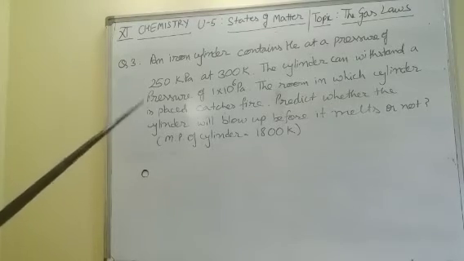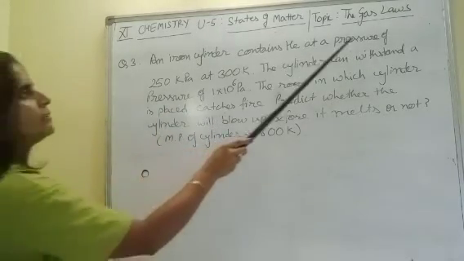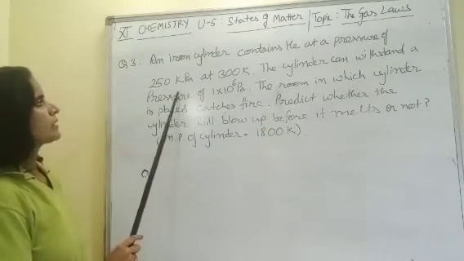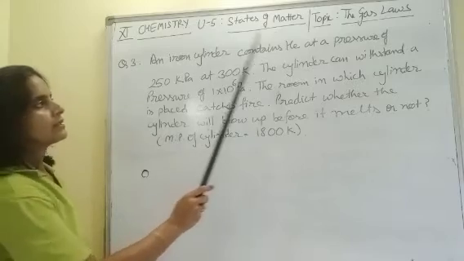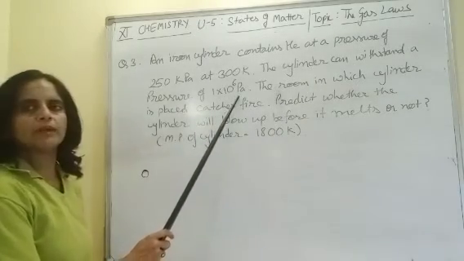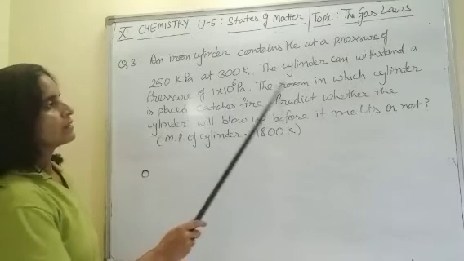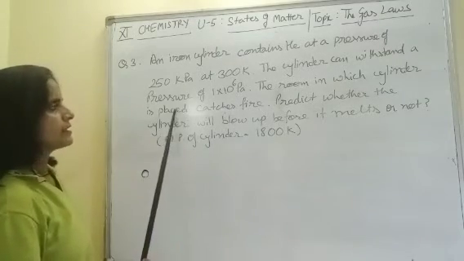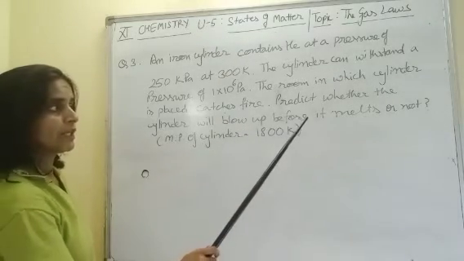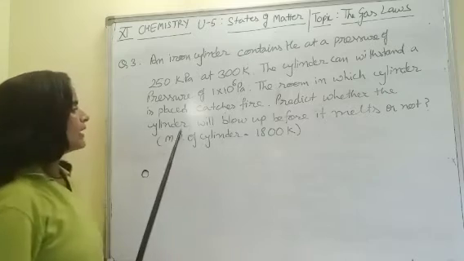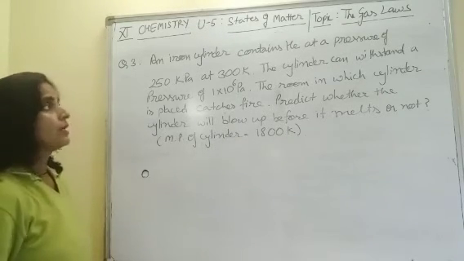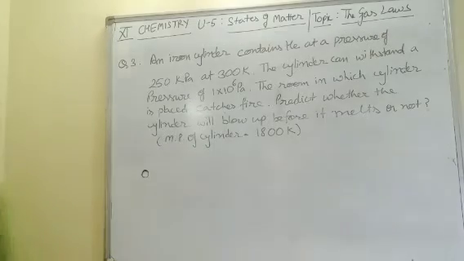an iron cylinder contains helium at a pressure of 250 kilopascal at 300 Kelvin. The cylinder can withstand a pressure of 1 into 10 to the power 6 Pascal. The room in which cylinder is placed catches fire. Predict whether the cylinder will blow up before it melts or not. Melting point of cylinder is 1800 Kelvin. So children, how we will be doing this question now?